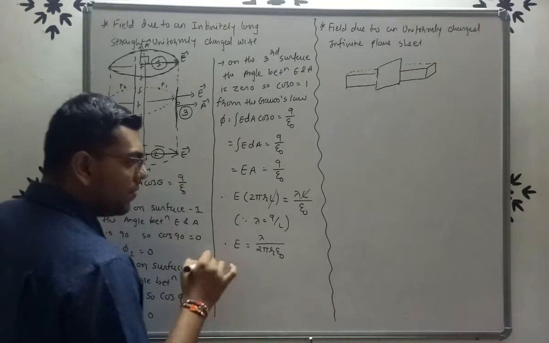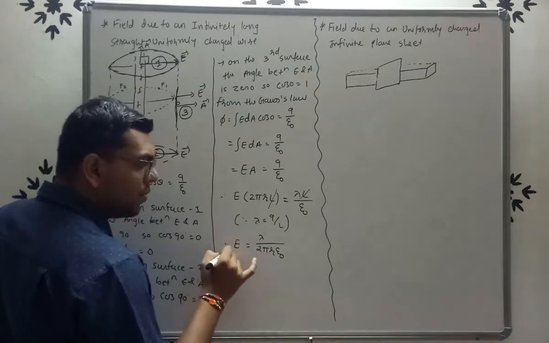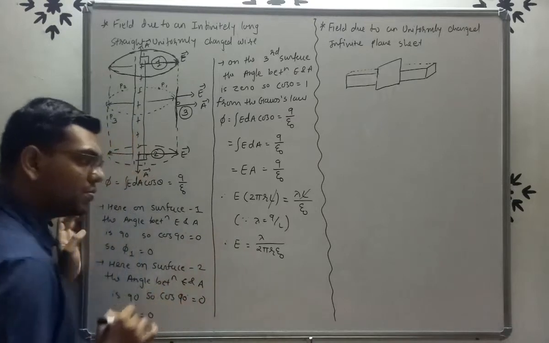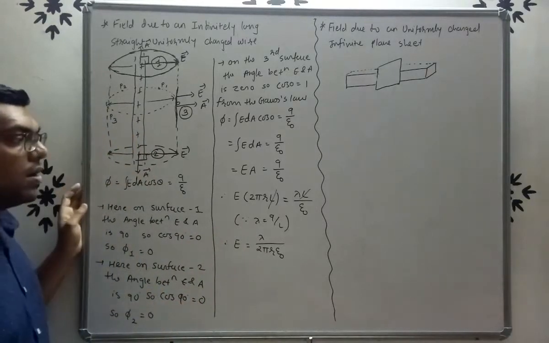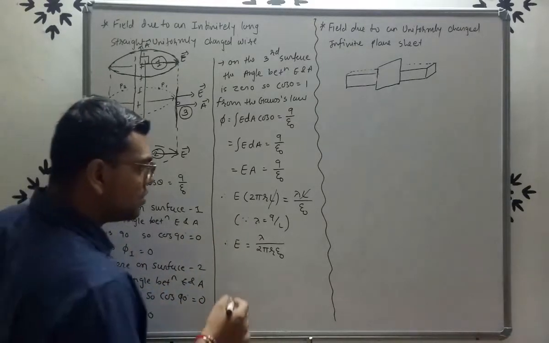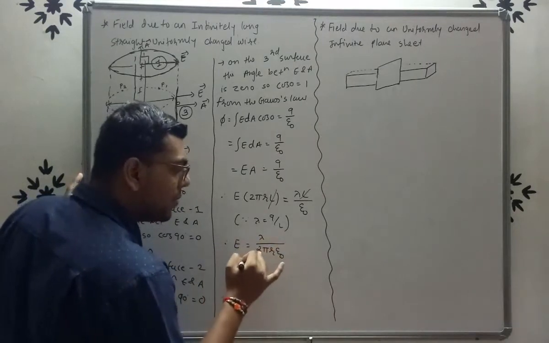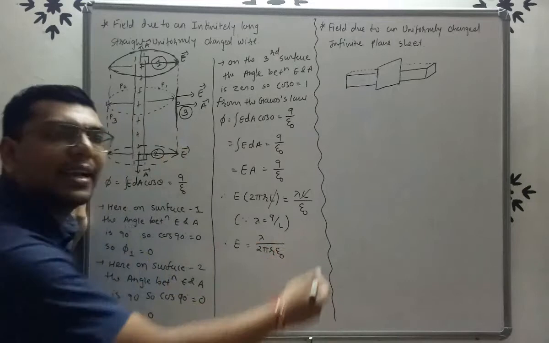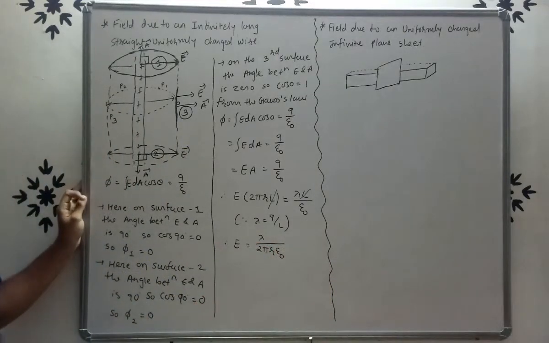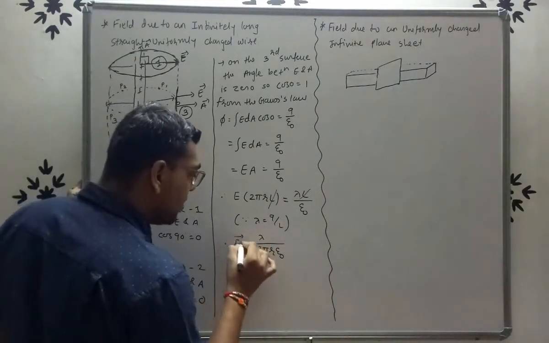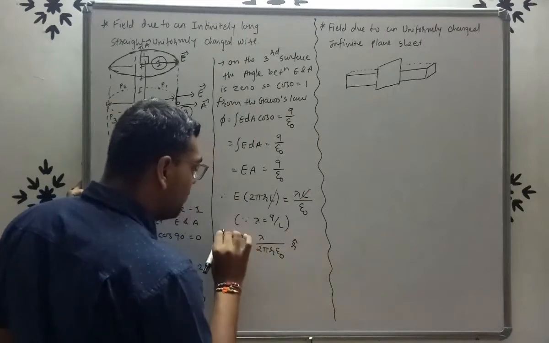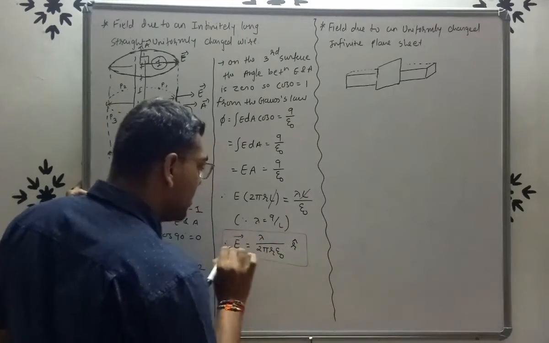Right. So if we want to write it in vector form, we can also write that vector E is equal to lambda upon 2 pi epsilon 0 R cap, right? Now, so this is the formula of electric field, right?